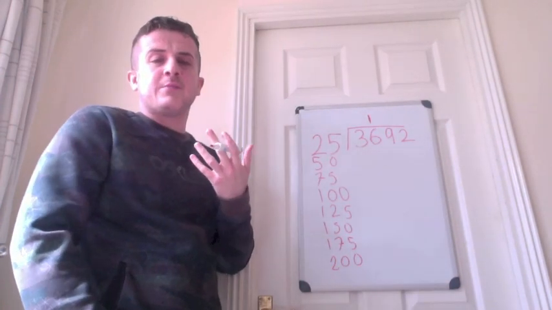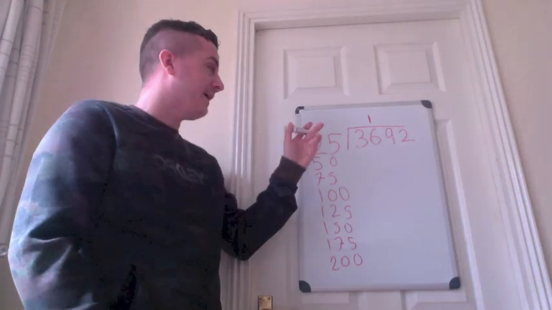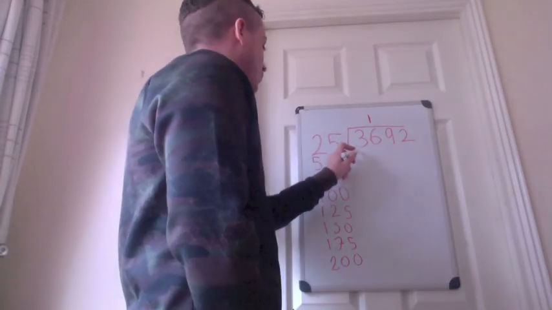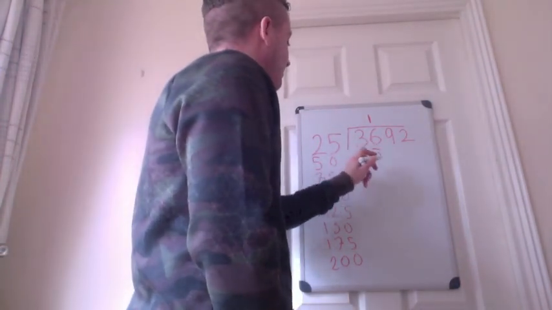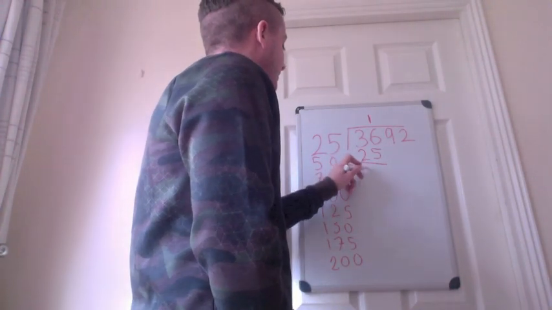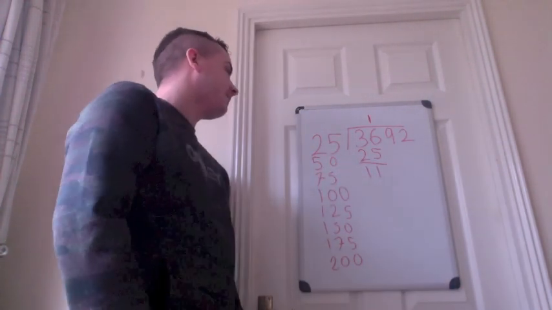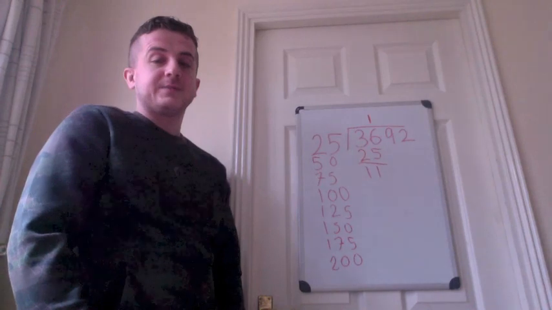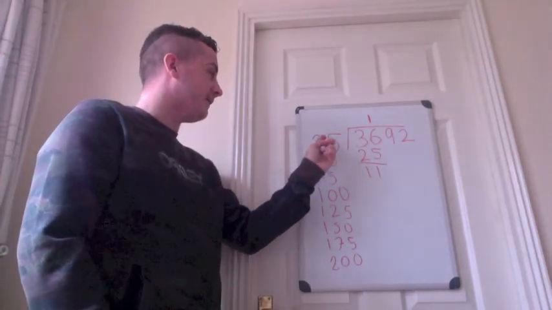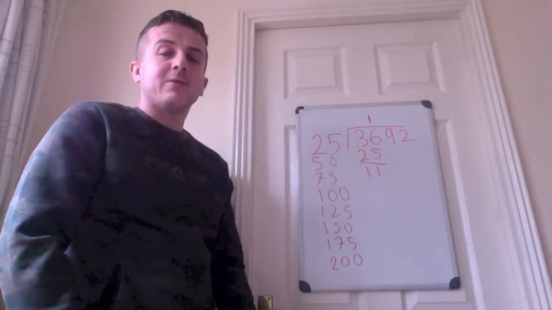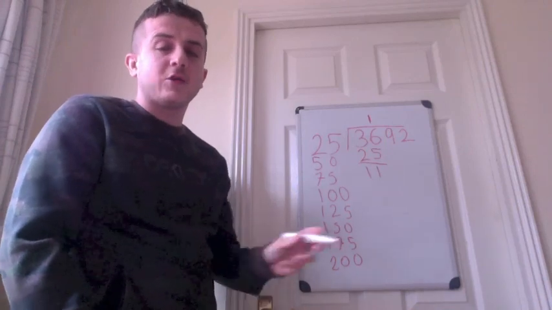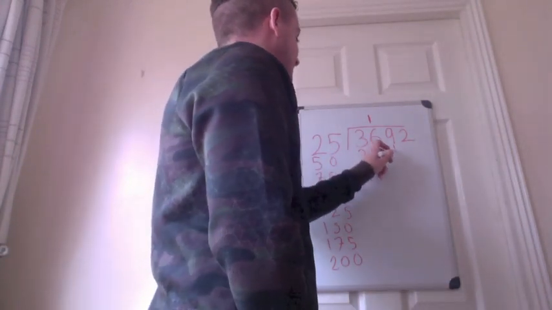So as I have done in the previous questions, I need to take that 1 lot of 25 away from the 36 to give me my remainder of 11. Brilliant. On to the next part. How many 25s go into 9? Again, we can't do that. So just like the other questions, we bring this 9 down here.